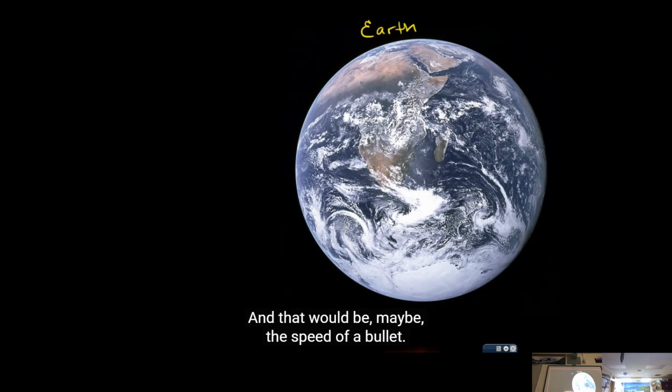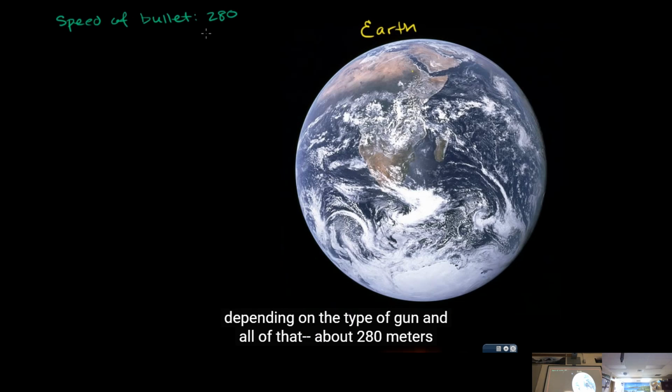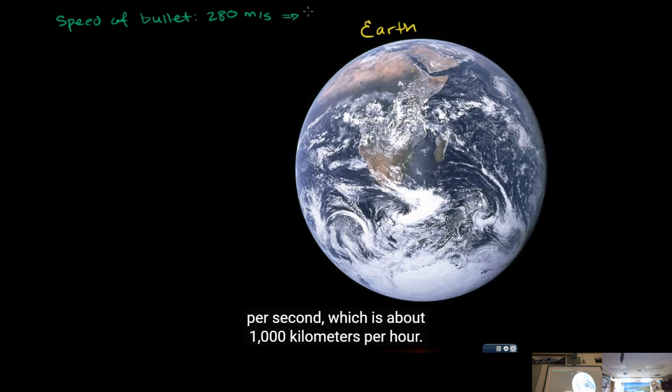And that would be maybe the speed of a... so let's think of the speed of a bullet. Maybe we can't comprehend it, but I'll say this is the fastest thing that we can maybe kind of comprehend. It goes about, and there are different types of bullets depending on the type of gun and all of that, about 280 meters per second, which is about 1,000 kilometers per hour.